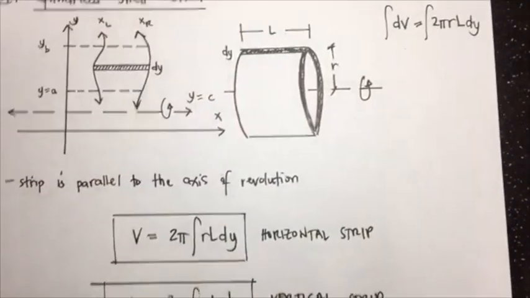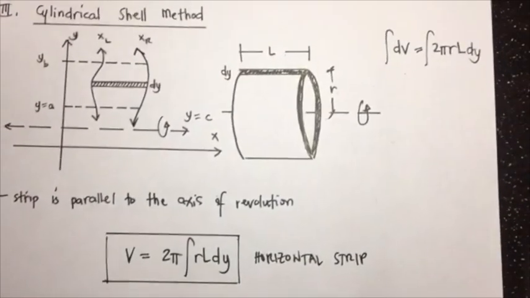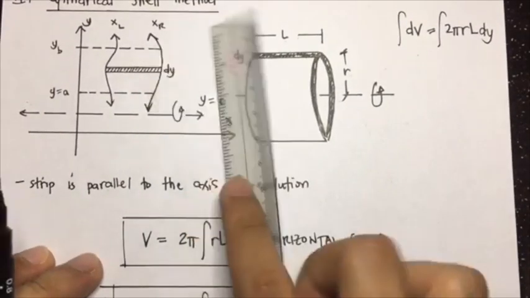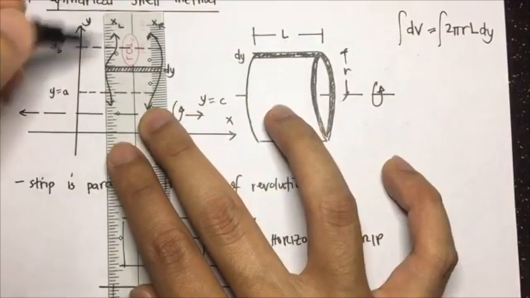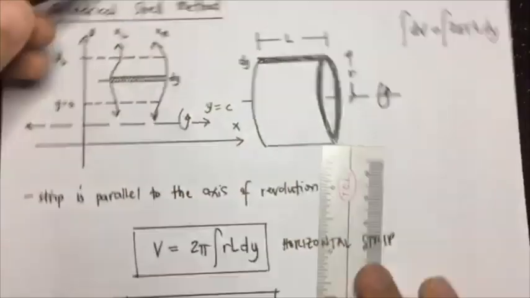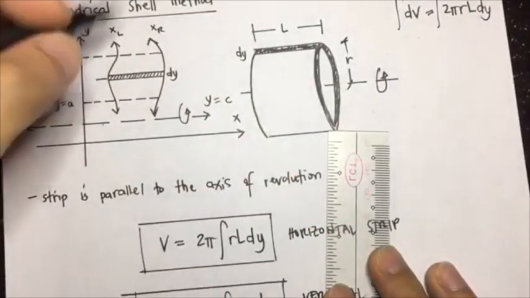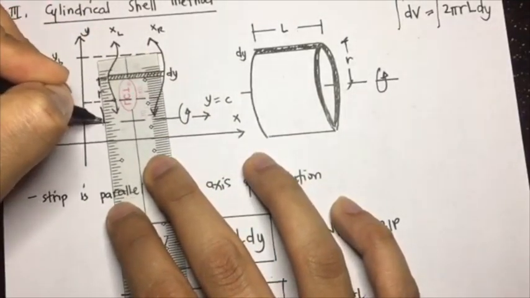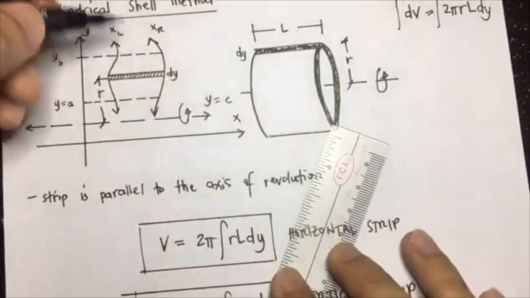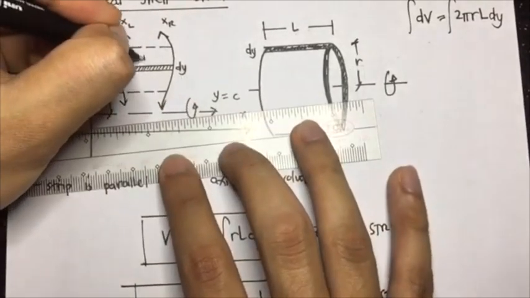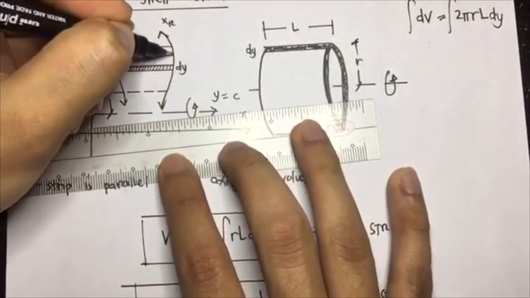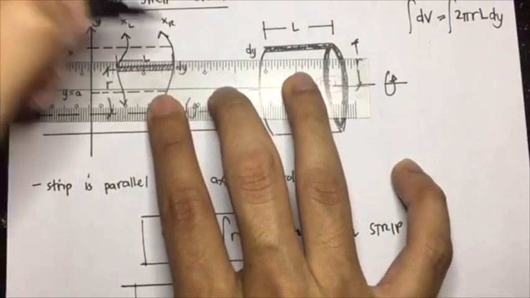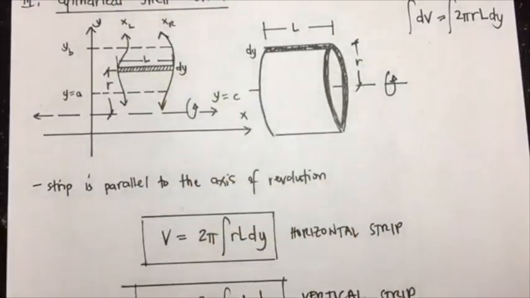The R in this case is the distance from the axis of revolution to the strip. So this is the R. And then the length of the strip corresponds to L. So the same method.